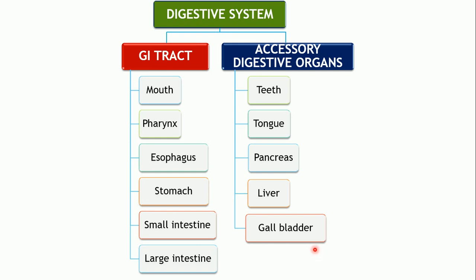So as you are all aware, we had started with the individual organs. We have covered the mouth, pharynx, esophagus and stomach in the last lecture. As we discussed the mouth, we have also covered the teeth and the tongue as accessory digestive organs, and how they help in the digestion. So now we shall continue with the next accessory digestive organ, that is the pancreas.